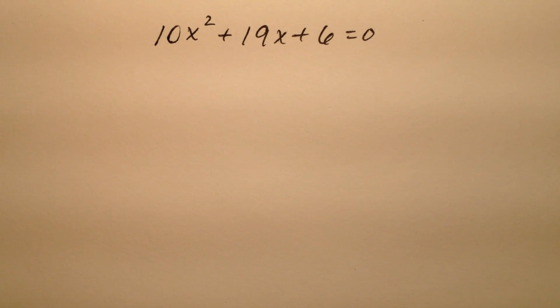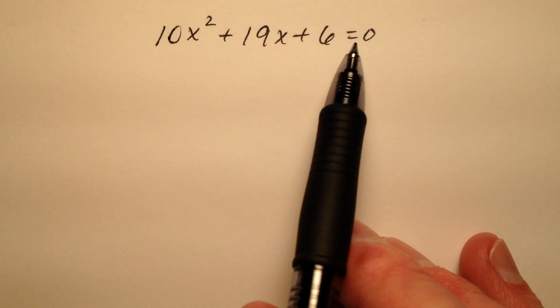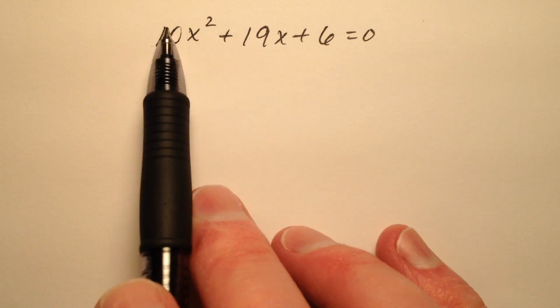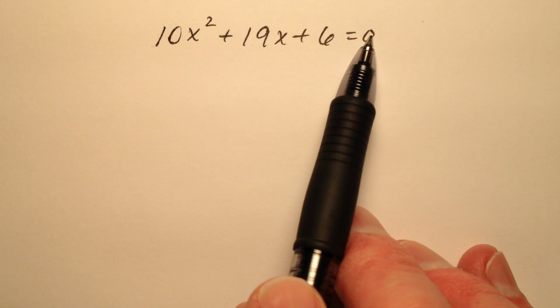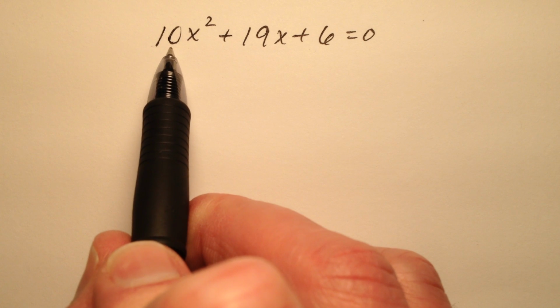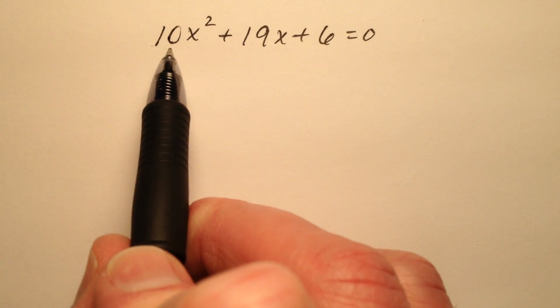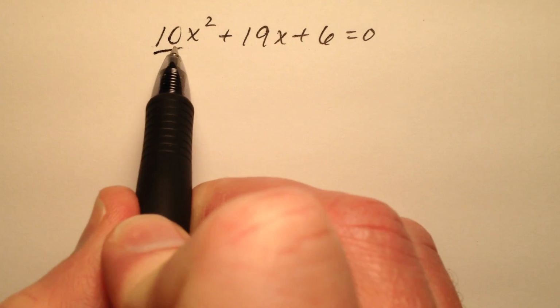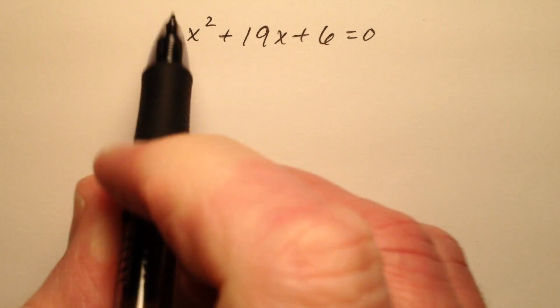Here I have the quadratic equation 10x squared plus 19x plus 6 equals 0. So I'm going to do this by factoring, and I notice that all of my terms are on the left side and they're equal to 0. So I'm going to go ahead and factor, and I notice that I don't have a greatest common factor I can pull out of all these. So I'm going to have to use the AC method because I have a leading coefficient other than 1.